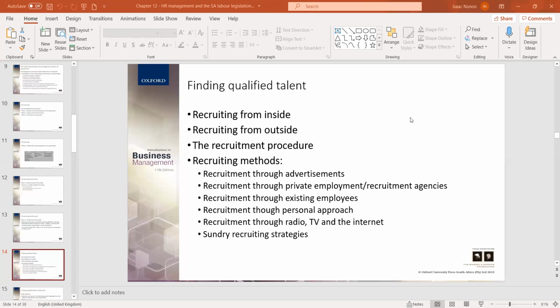Another thing is that assessment of applicants is easier because of internal recruitment. The person has already worked in that company, so you can assess the person's performance and abilities. Also, the cost of recruitment is low because there's no need to invest much in advertisement. Maybe just a simple notice on the company's board for people in lower positions to apply for the available positions. There may also be disadvantages in terms of internal recruitment.